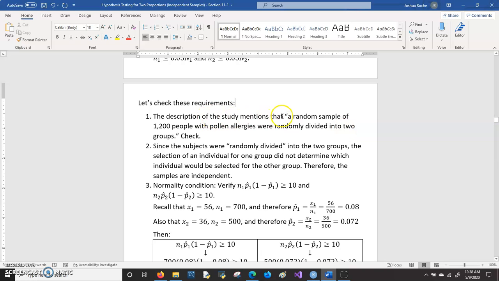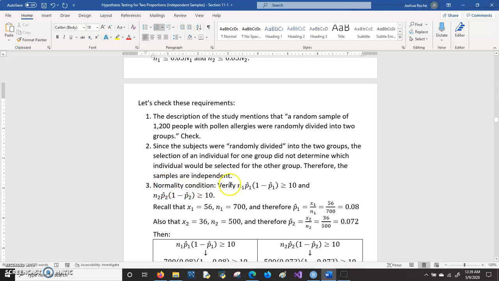So number 1, the description does mention that it was a random sample of 1,200 people and they were randomly divided into 2 groups. So this is a random sample. Number 2, since the subjects were randomly divided into 2 groups, the selection of an individual for one group did not determine which individual will be selected for the other group. Therefore, the samples are independent. So the subjects were just randomly divided into the 2 groups. They had no relationship and no impact on each other when they were selected.